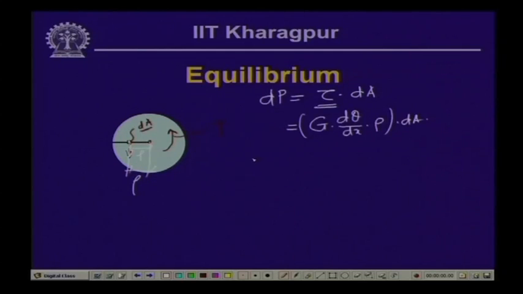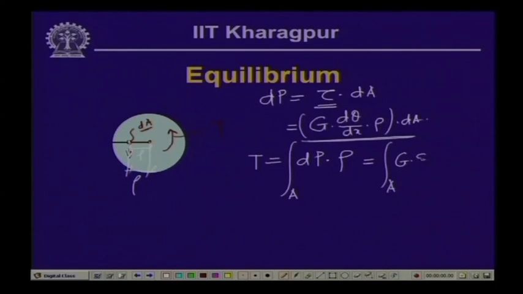So, the twisting moment T which is acting on this particular cross section is nothing but the summation of all such forces over this particular cross sectional area, which is integral dP times the distance rho. So, this is equal to integral over the area. Now, dP if we substitute in terms of this, which is G d theta/dx times rho, and rho times rho becomes rho square times dA. So, that is the twisting moment that is applied in this particular cross section.